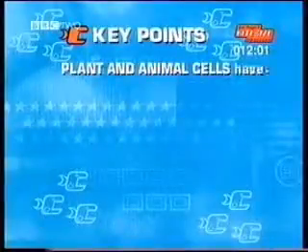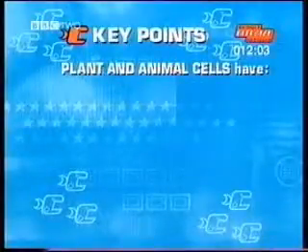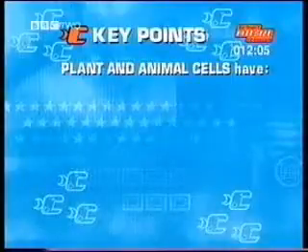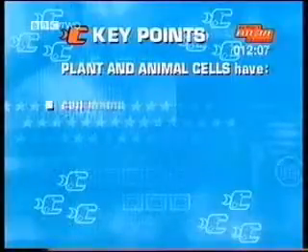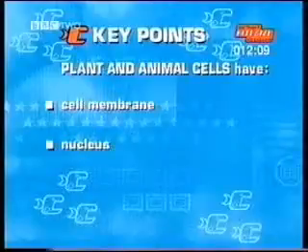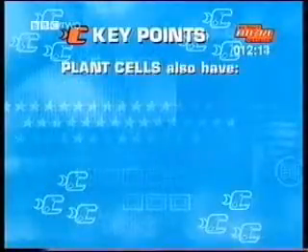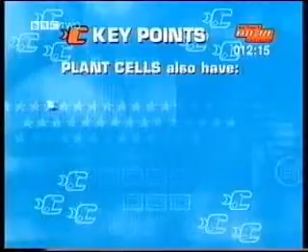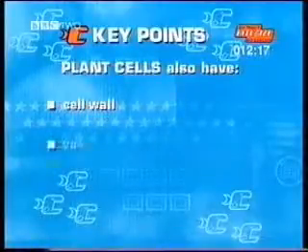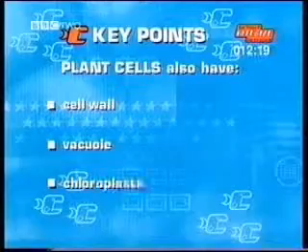So for plant and animal cells, you need to know that all plant and animal cells have three things in common: a cell membrane, a nucleus, and cytoplasm. But plant cells also have three structures that animal cells don't have: a cell wall, a vacuole, and chloroplasts.